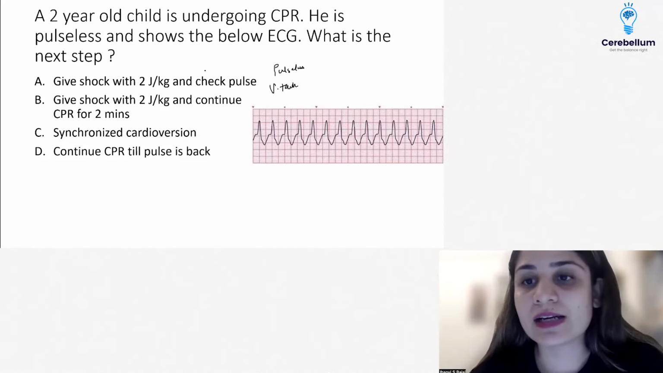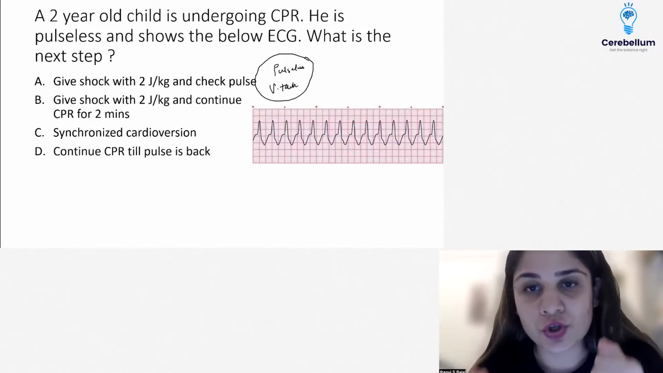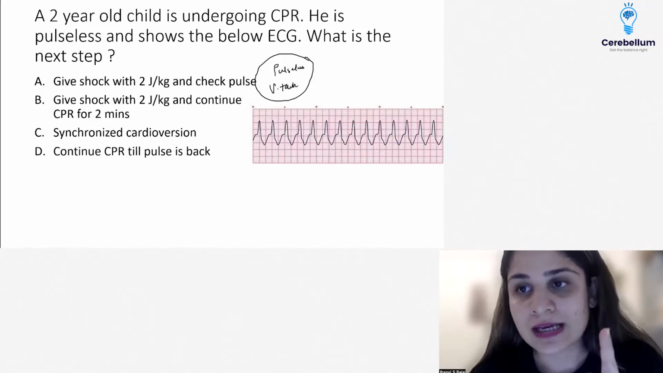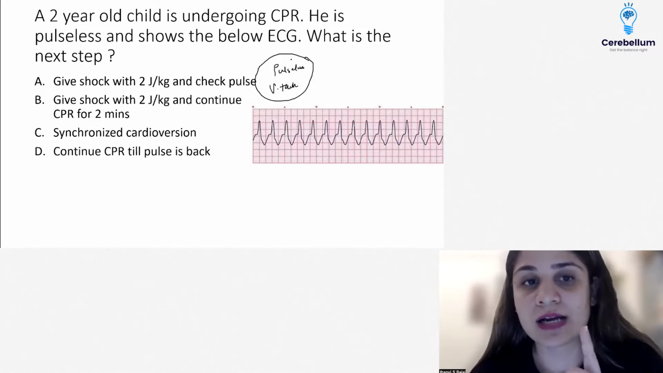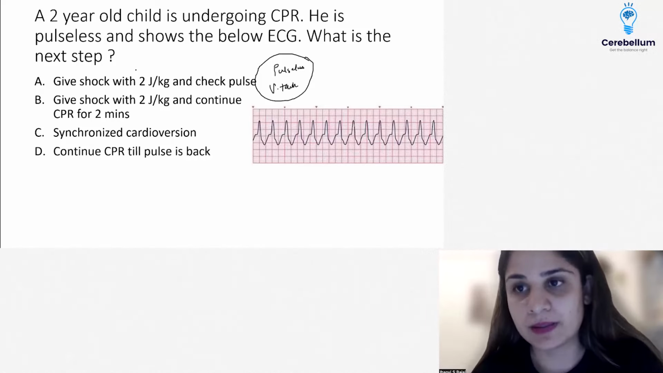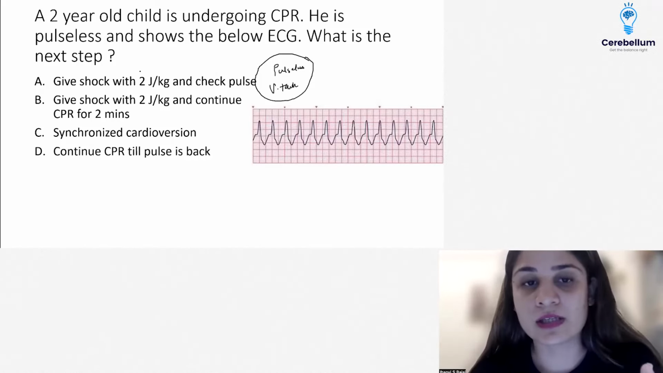Now, in children, whenever we give shock, you have to ask, is this a shockable or non-shockable rhythm? We know that pulseless VTAC is a shockable rhythm. So you have to give shock as soon as you get the defibrillator. So first thing will be to give shock. And in children, we calculate shock as 2 to 4 joules per kg. So first give the shock, then continue CPR. Don't check the pulse. I have taught you all this. Don't check the pulse, continue CPR.